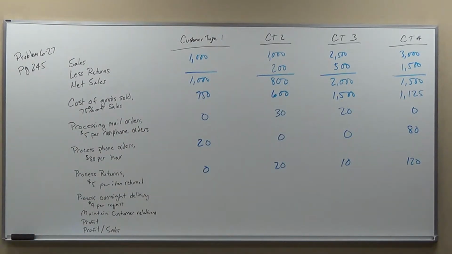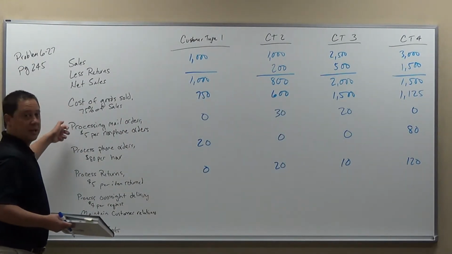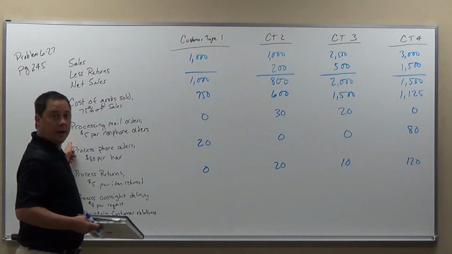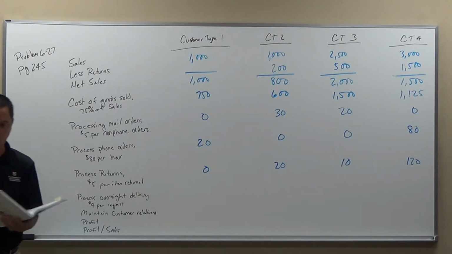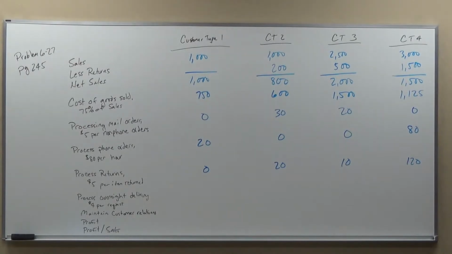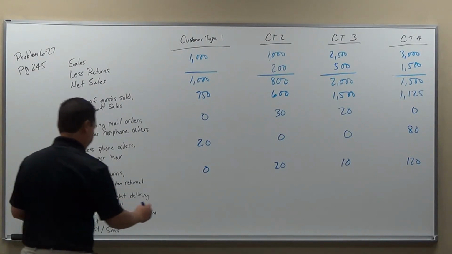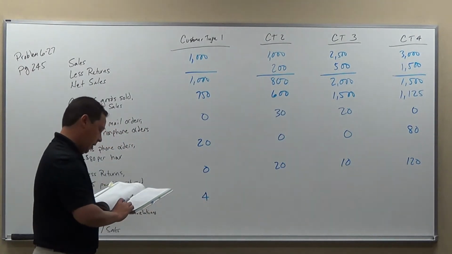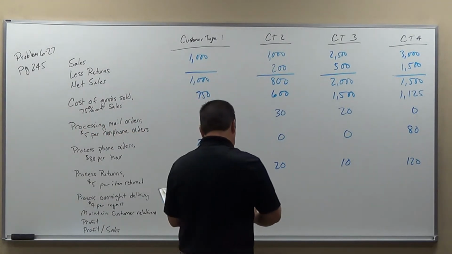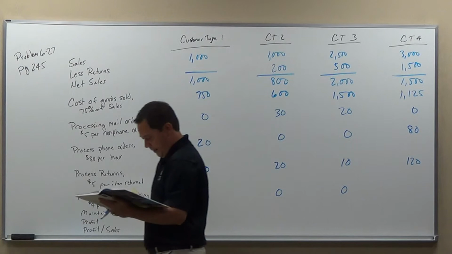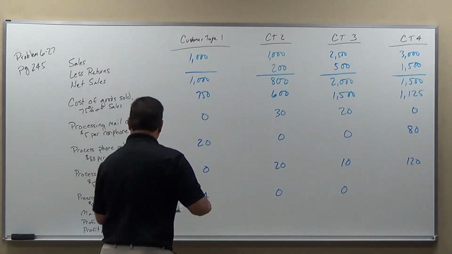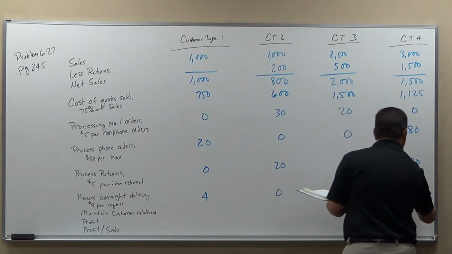All right. So now we've done the cost of goods sold, the processing of the electronic orders, the processing of the phone orders, the returns. Now let's take a look at the overnight delivery requests and how much they cost. As you can see, they cost us $4 per. So let's look here at the table at the bottom of page 245 and figure out how many of each of those we have. On the first one, we have 1, so that'll be $4. The second one shows a 0 there. The third one also shows a 0 there. And then the fourth one shows that we have 12 overnight deliveries. So we have to multiply that by 4. That gives us 48.